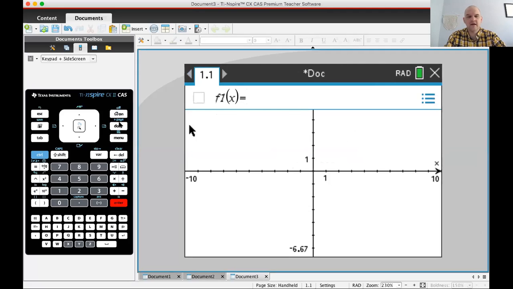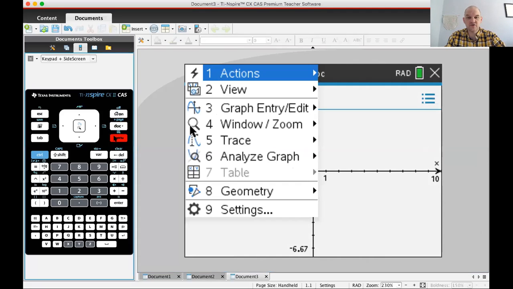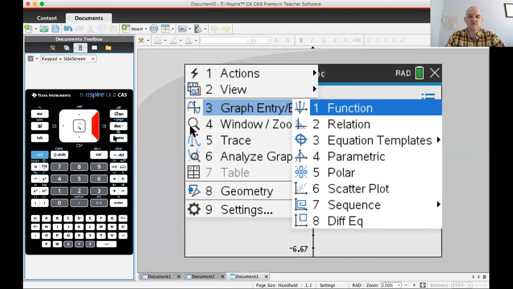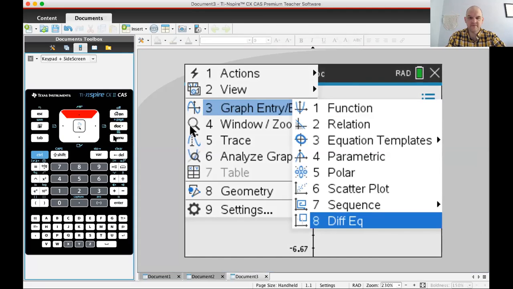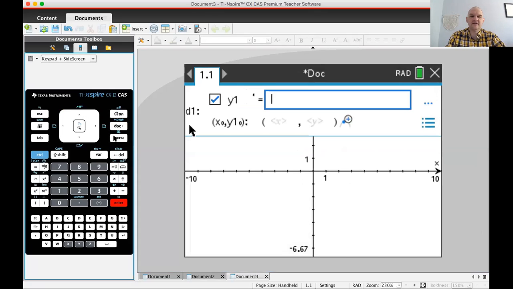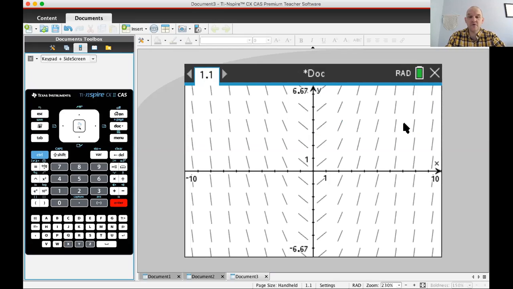And so what I want to do is change it so I can actually graph a differential equation, or graph a slope field, right? And so what we do is we're going to pick differential equation. So it's menu 3, option 8, and then it changes and it looks like this. What is happening here? All right, so I'm just going to type in x and hit enter and see what happens. So it does an okay job.